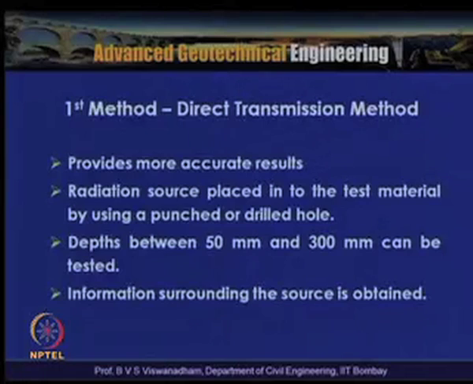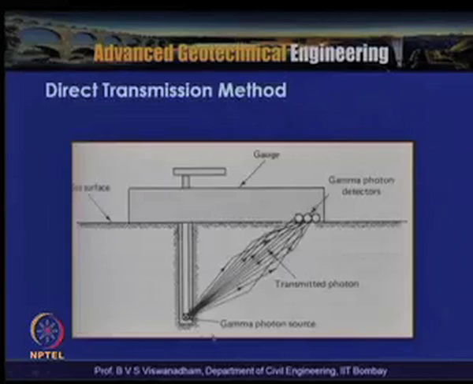The first method, shown here, provides more accurate results. Radiation sources are placed into the test material using a punched or drilled hole, and depths between 50 mm and 300 mm can be tested, and information surrounding the source is obtained. This is shown pictorially here. This is the trench where the source is placed, and it emits the gamma rays, and the gamma photon detectors are here, and this is the nuclear gauge which is in touch with the soil.